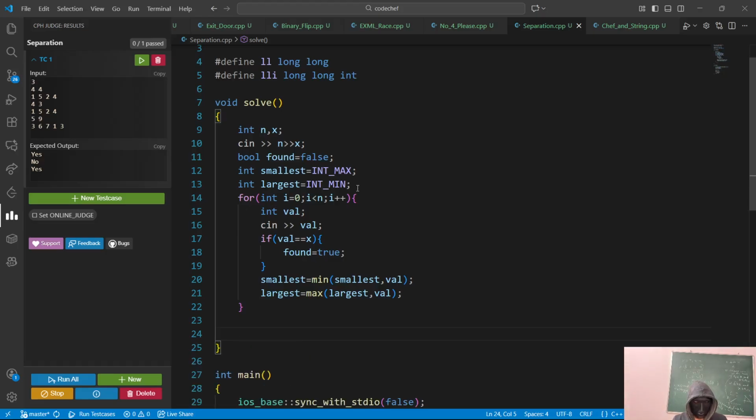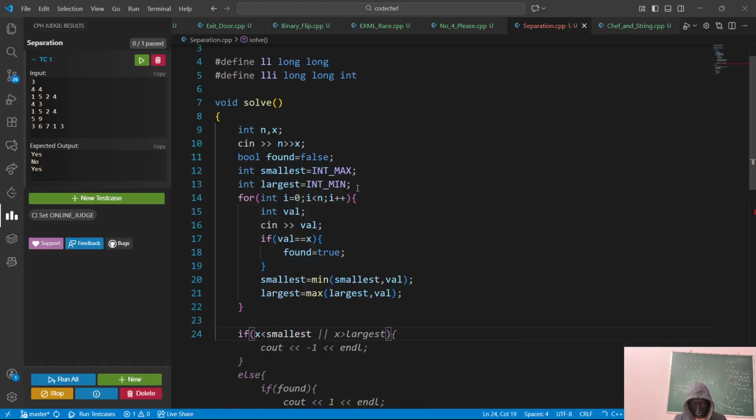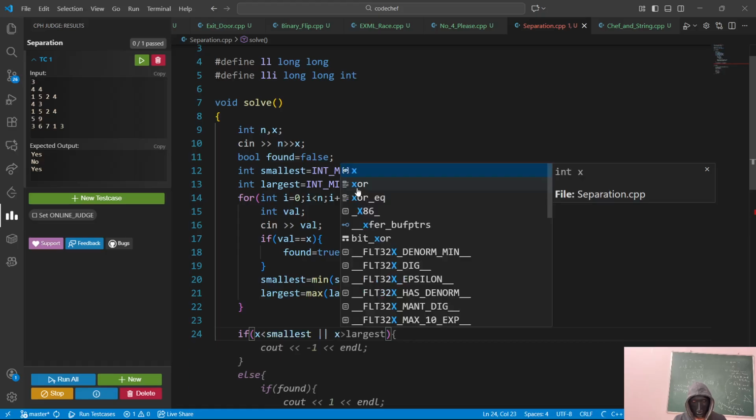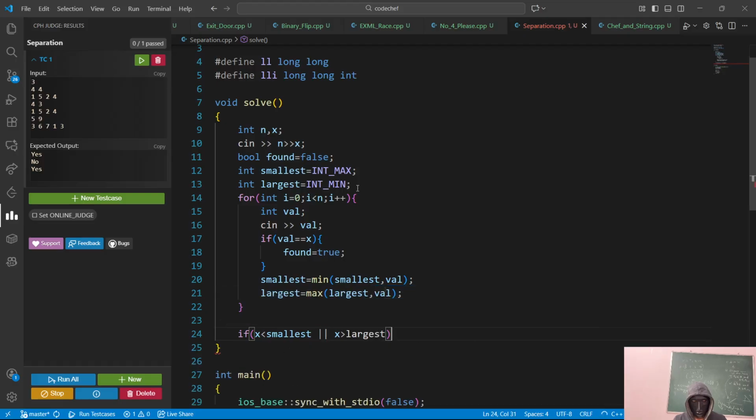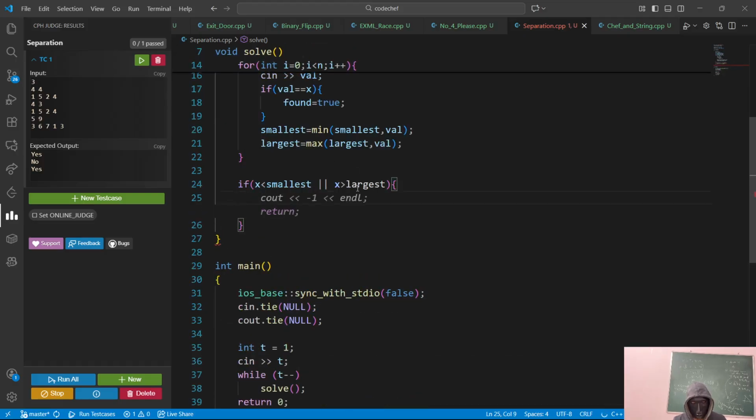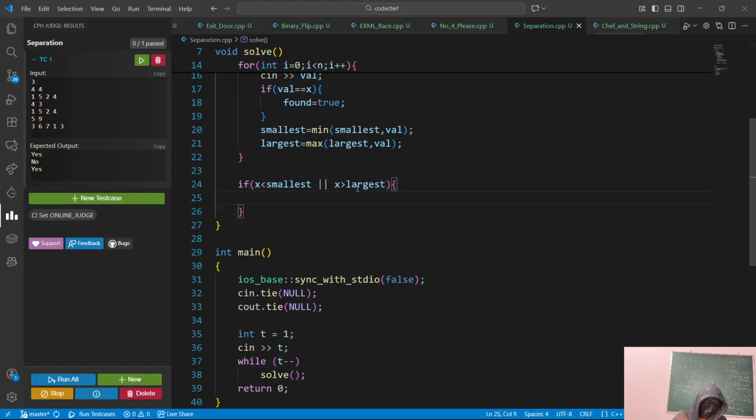Now one thing we'll have to check is, as I said, if your x is lesser than smallest, or your x is greater than largest, then in that case, separate is not possible, right? If separate is not possible, then we'll have to display yes. Right, understood.